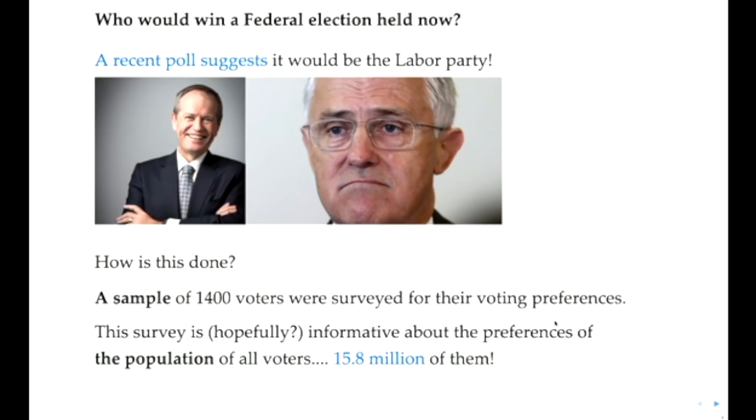Okay? So what might be more interesting is to figure out, on the basis of this information, what's the probability that we think that Labor's going to win, for example? That would be a better way of phrasing that conclusion. And we're going to talk about exactly that.